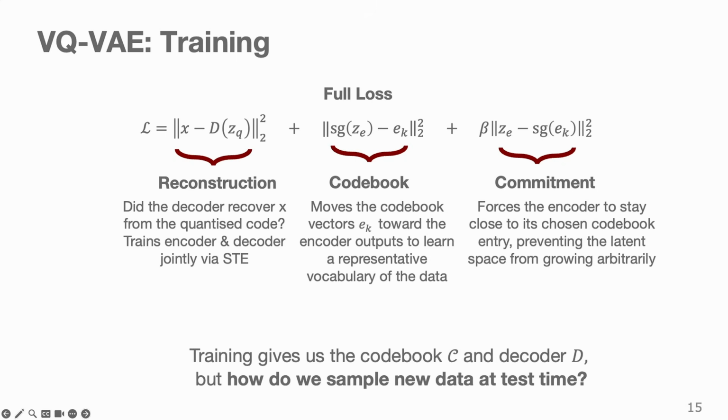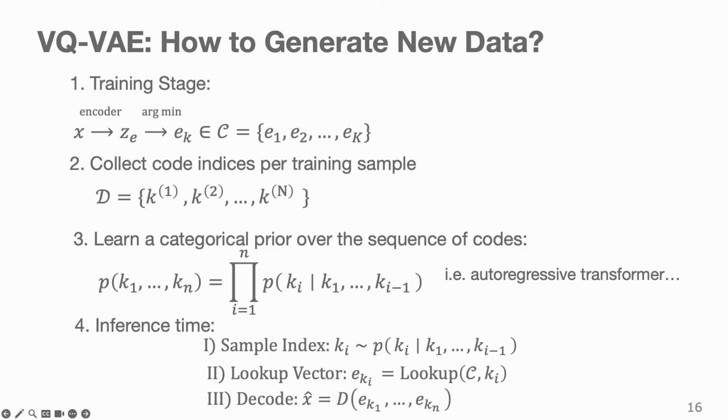All right, so this training gives us a codebook and a decoder. But the question is, how do we actually generate new data at test time, right? Because this doesn't seem to produce it. So in order to generate new data with VQ-VAEs, we have a second training stage. The idea is pretty simple.